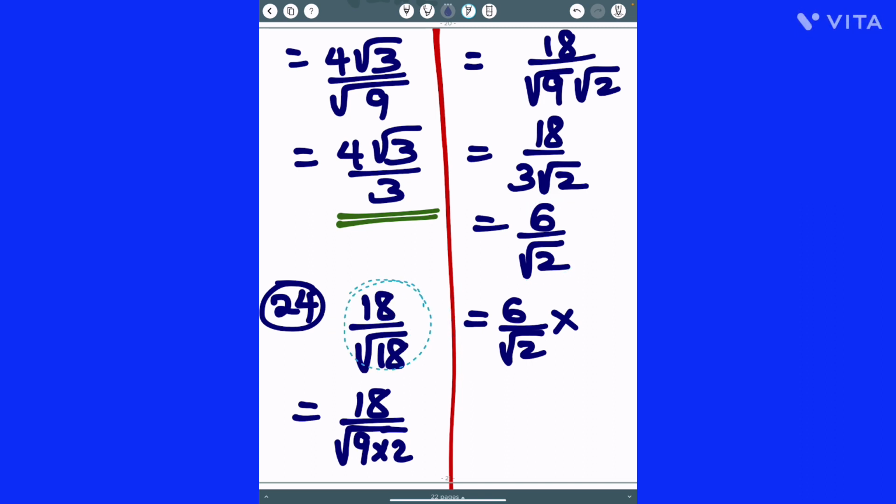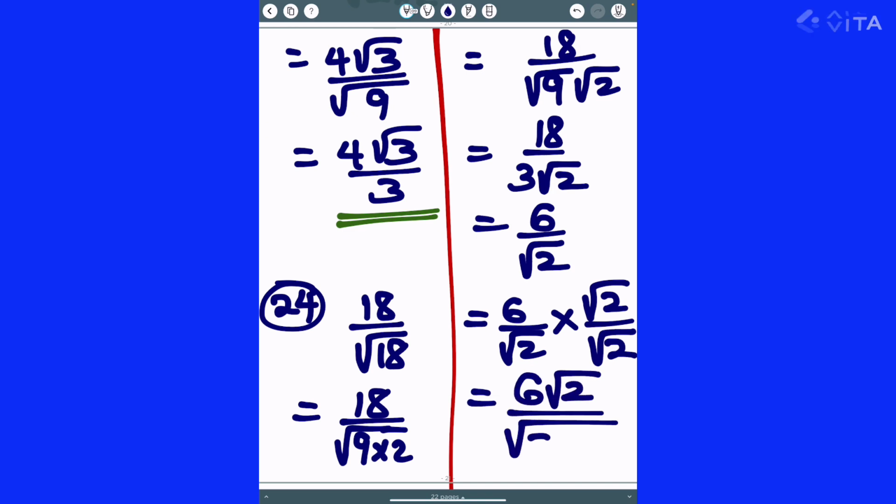You can see 18 over root 18 here is reduced to 6 over root 2. So all I need to do now is just rationalize 6 over root 2. In rationalizing this, I multiply this by root 2, this by root 2. So that gives me 6 root 2 over root 2 times 2. Root 2 times root 2 is the same thing as root 2 times 2, which is 4.